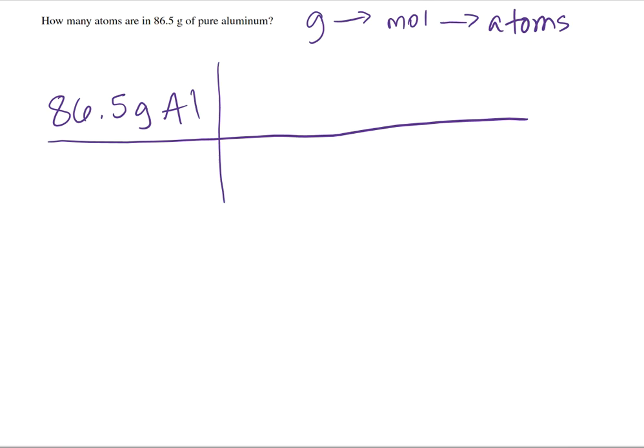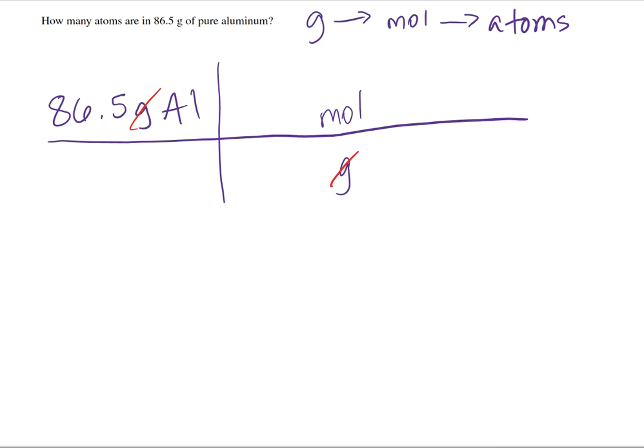And so in order to go from the gram to the mole, I need to get rid of my gram. So I'm going to put my gram in my denominator. I need to go to the mole, so I'm going to put the mole in my numerator. This allows my grams to cancel, so that I'm left with simply the mole.